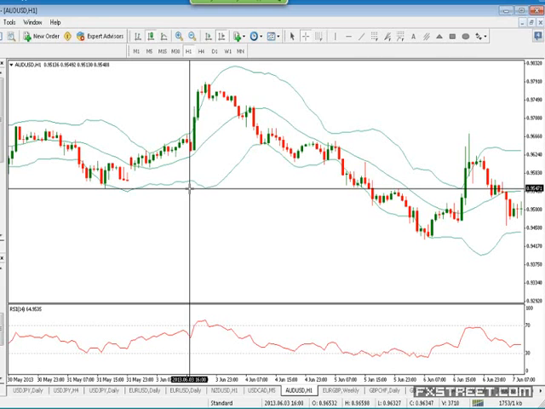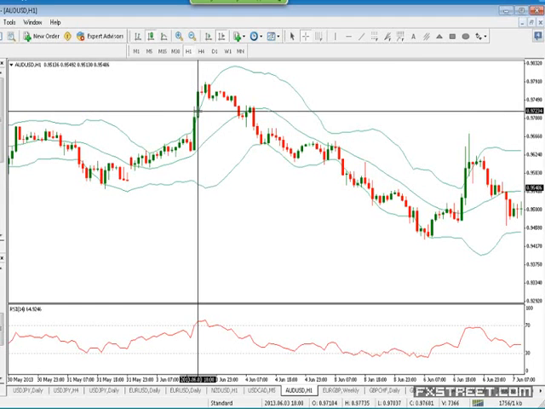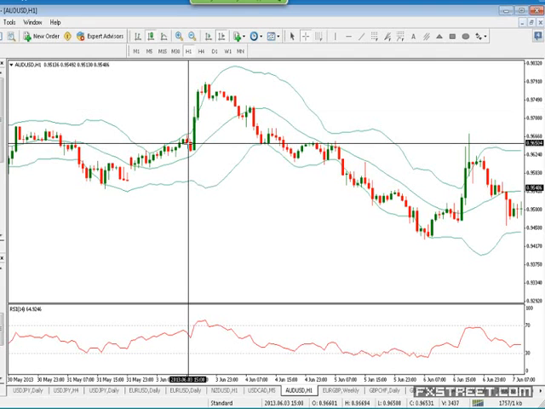But in a strong trend, price will close outside the bands, and when you have price closing outside the band, it does not mean a reversal. It actually means a strong trend. And when does it say that it's going to reverse?